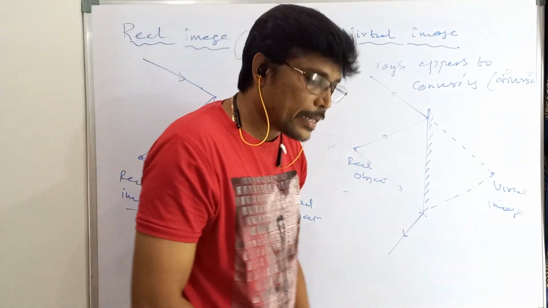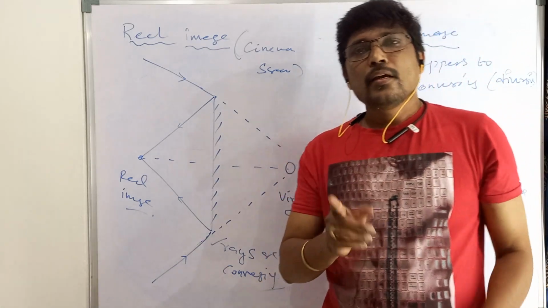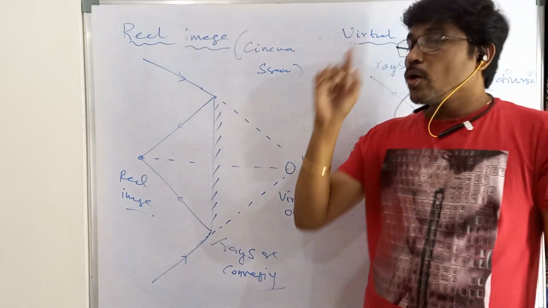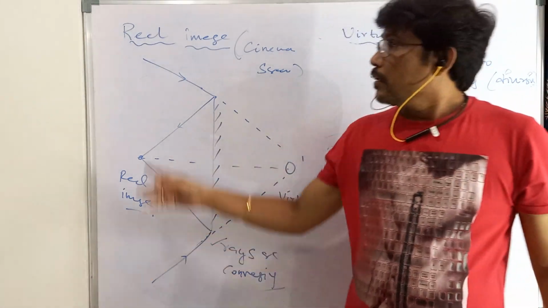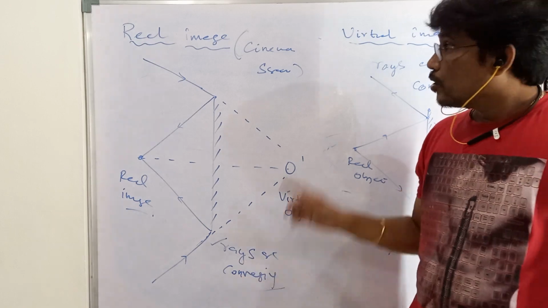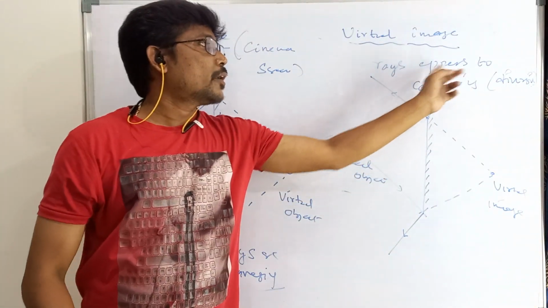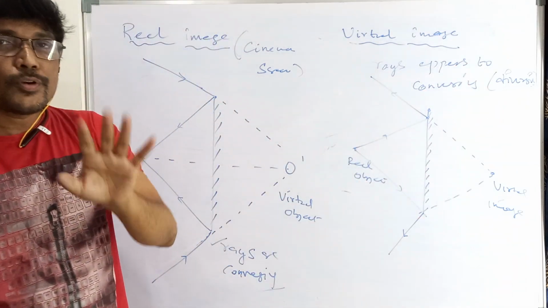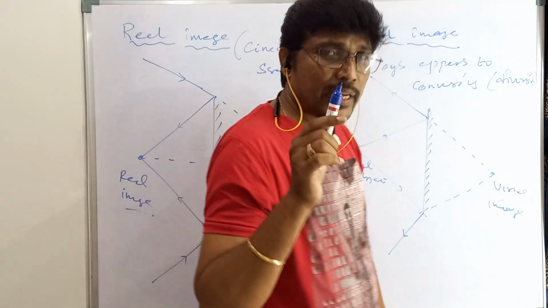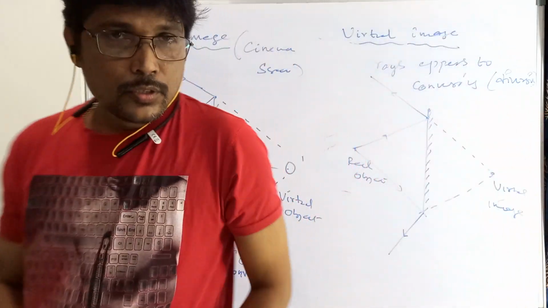So you understand that for a real object, the rays are simply diverging. Virtual object, the rays are converging. Real image, the rays are converging. Virtual image, the rays are diverging or appear to converge. I hope you understand what is real image, virtual image, real object and virtual object. We'll go for the next concept.